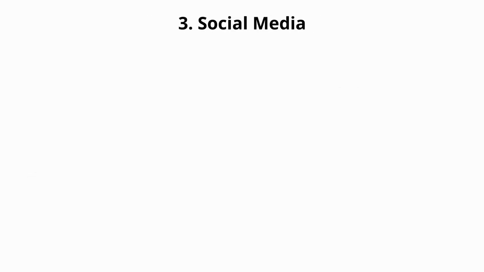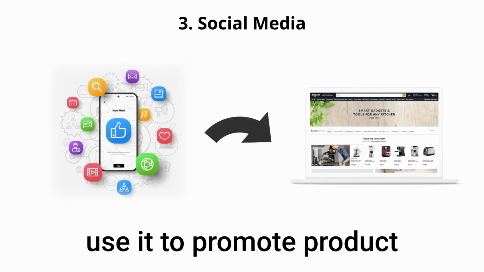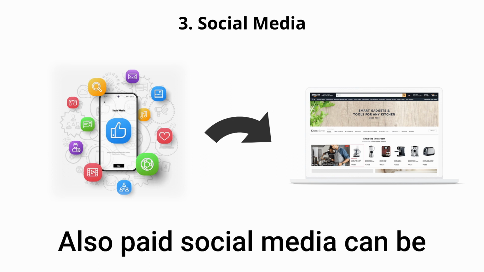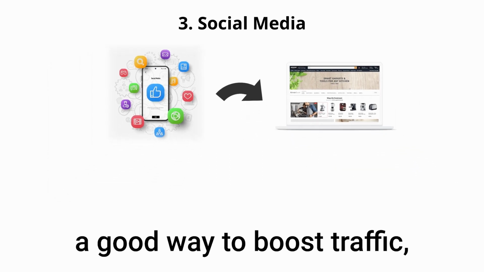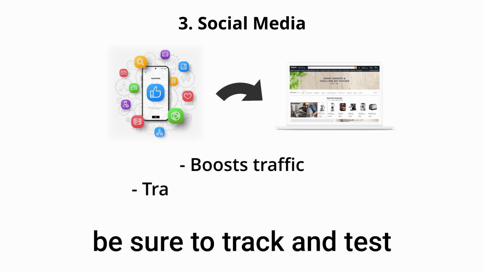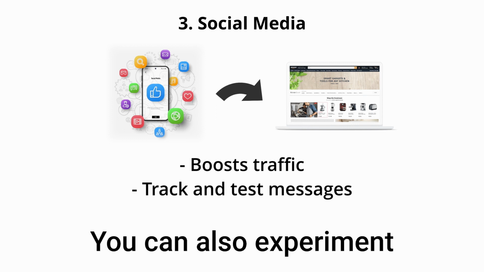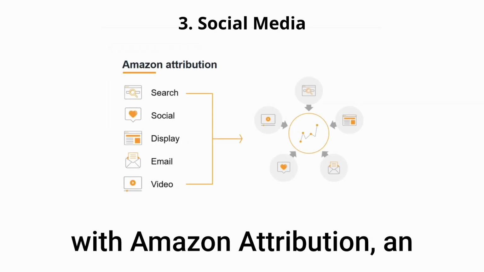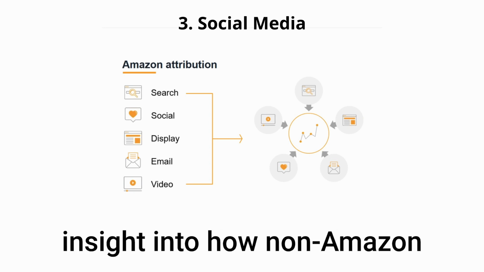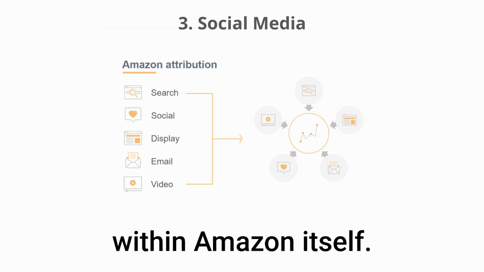Social media. If you have an active social media account with a strong following, you can use it to promote product listings on Amazon and link directly to product listings. Also, paid social media can be a good way to boost traffic even if you don't have a large organic audience. Just be sure to track and test different types of messaging to ensure you're getting the most for your money. You can also experiment with Amazon Attribution, an advertising and analytics measurement tool offered by Amazon that can give you insight into how non-Amazon marketing channels, like social media, are performing within Amazon itself.